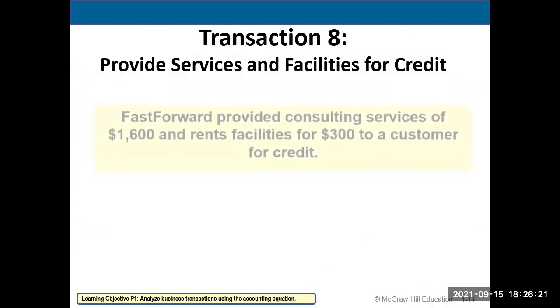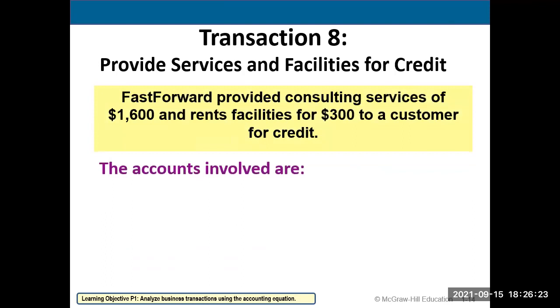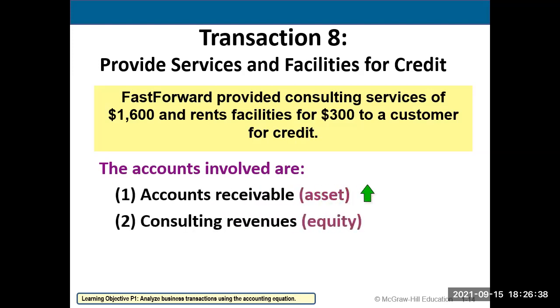All right, on our next transaction, we provide consulting services of 1,600 and rents of 300 to a customer for credit. This means that the customer hasn't paid us yet, okay? So what's going to happen is we have an account called Accounts Receivable. That means money owed to us by our customers. That's going to increase. And our consulting revenues, which is going to impact our equity, and our rental revenue, which is also going to impact our equity, also going up.